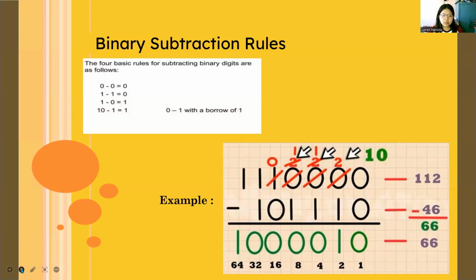Now convert the answer into decimal, converting each binary number into decimal. Let's add all the 1s and ignore the 0s. 2 plus 64 is equal to 66. 16 plus 32 is 112. Second row: 2 plus 4 plus 8 plus 32 is equal to 46. 112 minus 46 equals 66. We can see we have the right answer, matching the top number in decimal form.